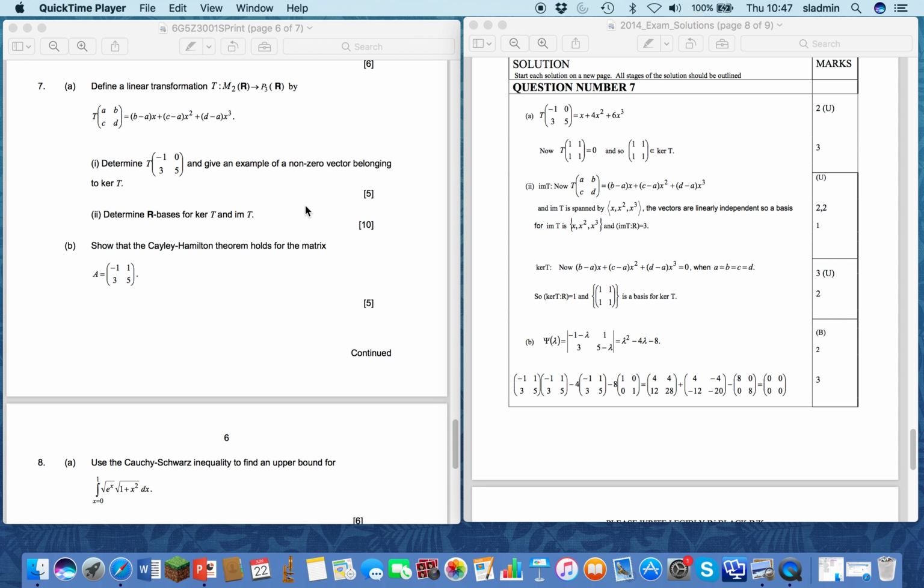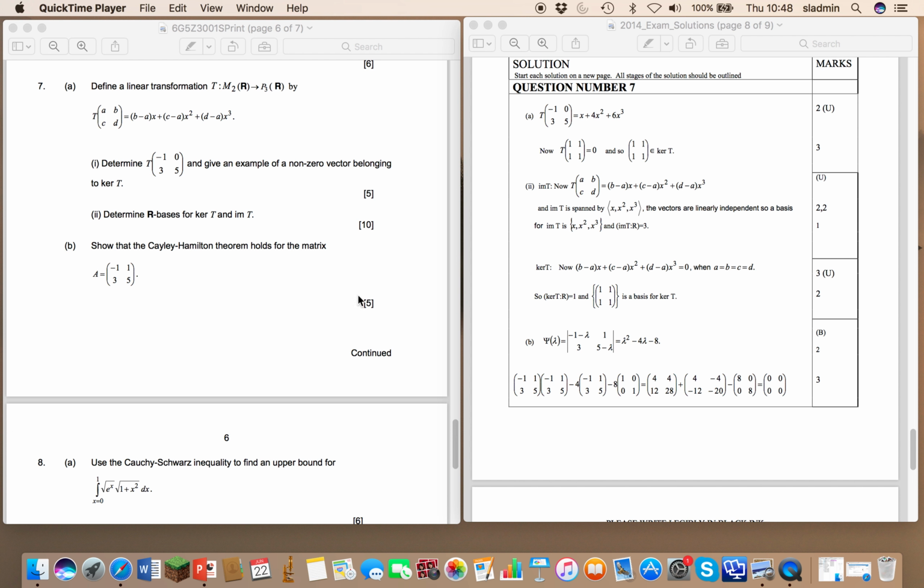For the kernel, we want to know which elements map to 0. So we need to know which polynomials here give you 0. And you can see that this polynomial is 0 when a equals b equals c equals d. Now when a equals b equals c equals d, then the matrix is equal to (1, 1, 1, 1) times a constant, so we only need one constant there. Therefore this single vector forms a basis for the kernel, and because one vector on its own has to be linearly independent, the dimension of the kernel is equal to 1.